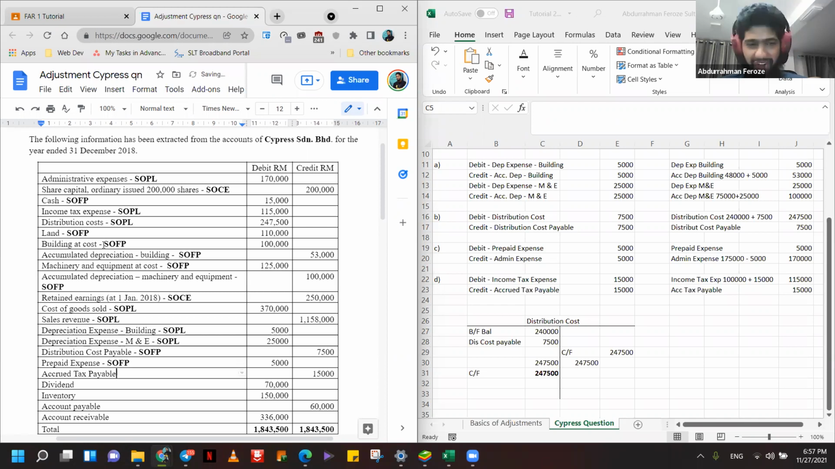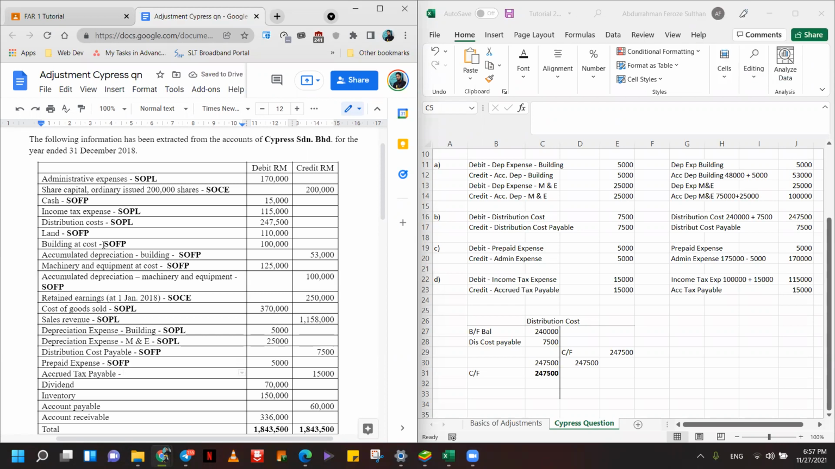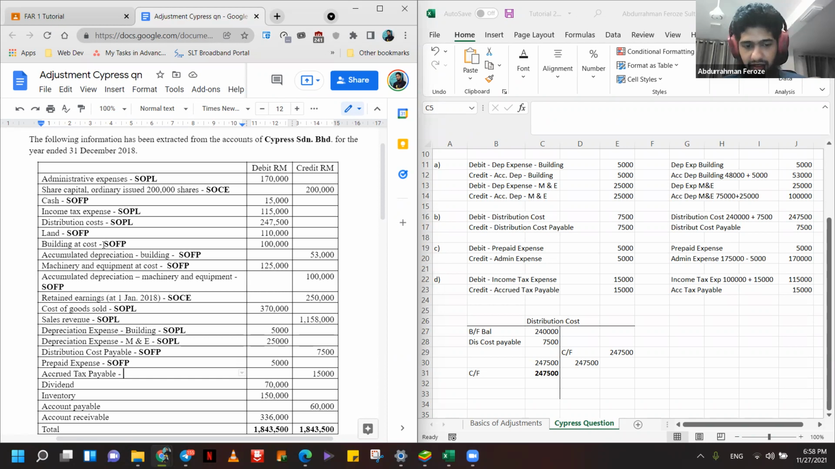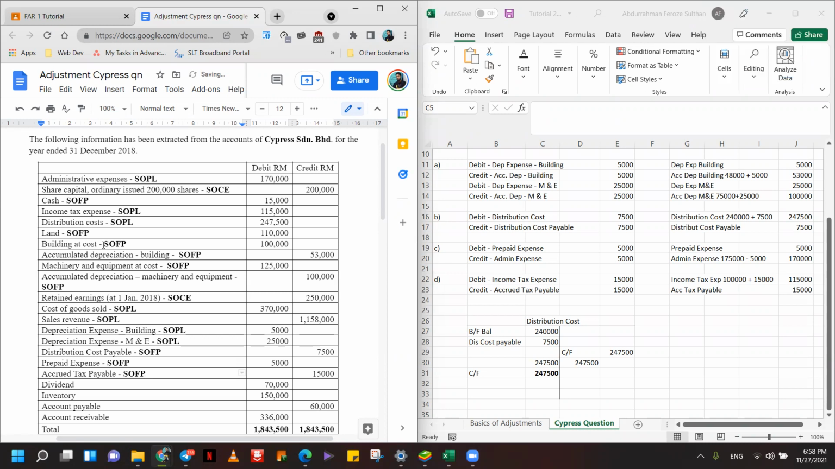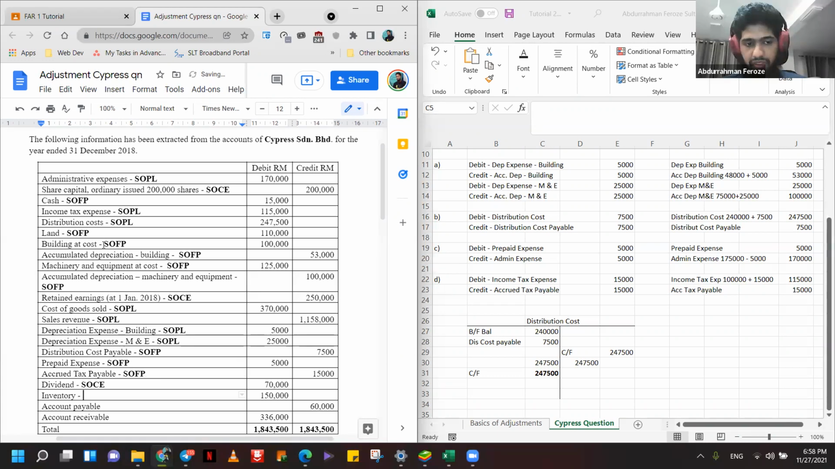All right. And then accrued tax payable goes into? Correct, SOFP. All right. And then dividends go into? OCE. Yeah, correct. And this goes into SOFP. This is also SOFP.